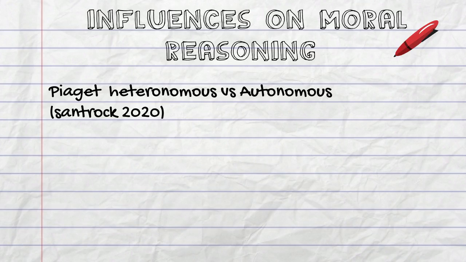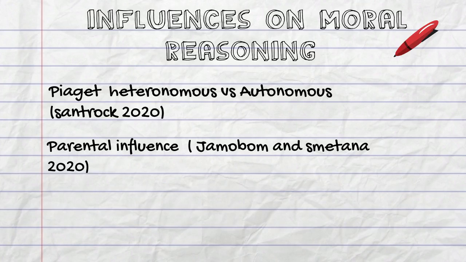Jambon and Smetana 2020 analyze the importance of parental influence in discussions on parenting styles and supportive environments, which, in turn, lead to a better understanding of moral norms. According to Jambon and Smetana, warmer relationships with parents or carers serve an important role in stronger moral identities and also develop a child's conscience throughout their childhood.